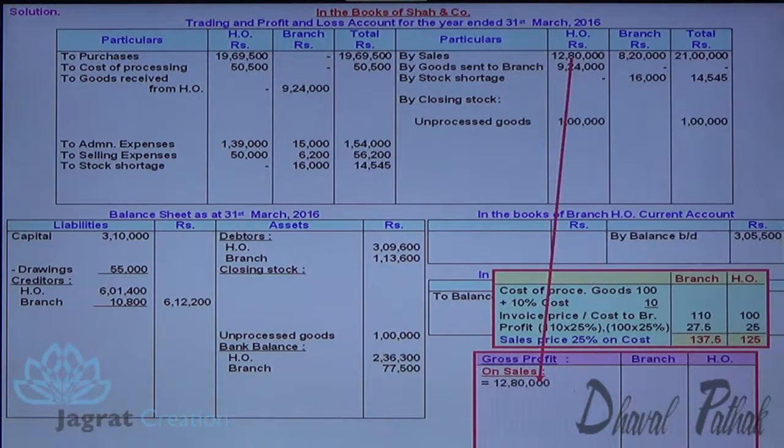First, let me write down the sales. 12,80,000 is the sales of HO. 125 is the sales price, then 25 is the profit. How much for 12,80,000? So, profit to HO for these sales is 2,56,000.